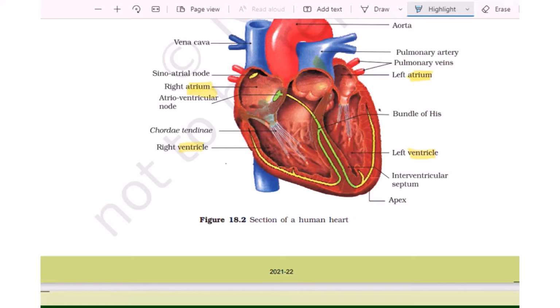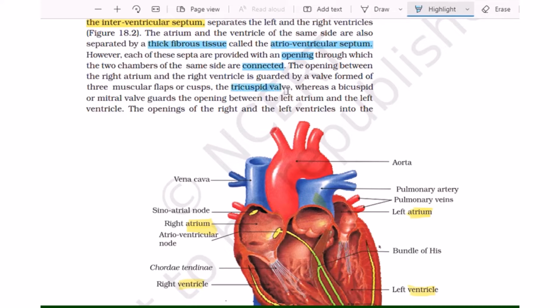You can see over here that there are openings, and these openings allow the flow of blood from the atria towards the ventricle, and these openings are again guarded by valves. There is a tricuspid valve and a bicuspid valve, and the bicuspid valve is between the left atrium and the left ventricle, and the tricuspid valve is on the right side of the heart.